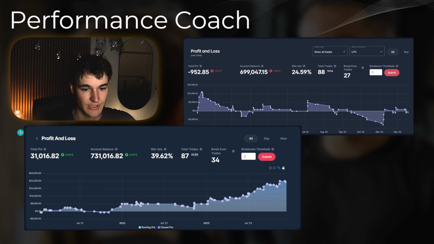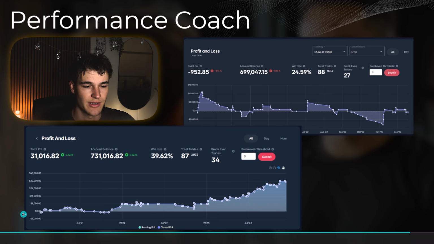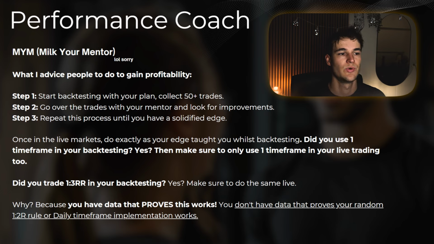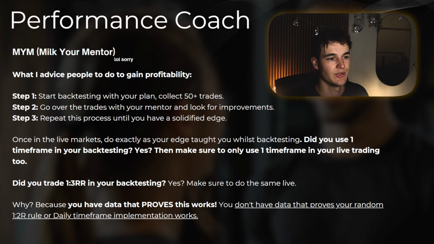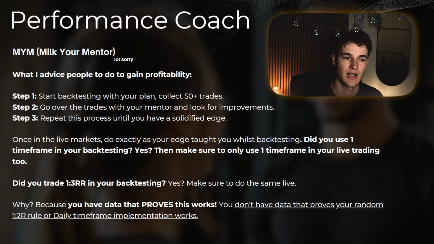And eventually he comes out profitable. And people will see this and be like, oh, I wish I had an equity curve like that, not knowing all the work that went into it. Now, what do I advise people to do to gain profitability and also to train your psychology? I feel like psychology oftentimes basically comes from having a lack of confidence.